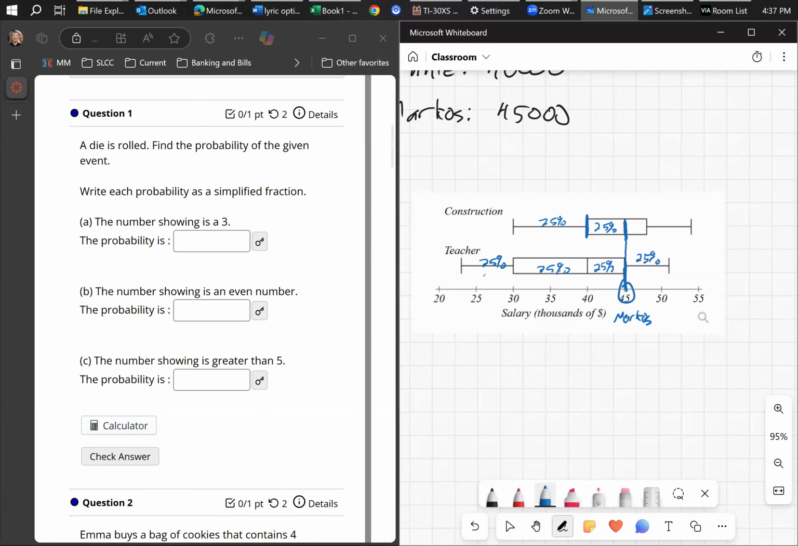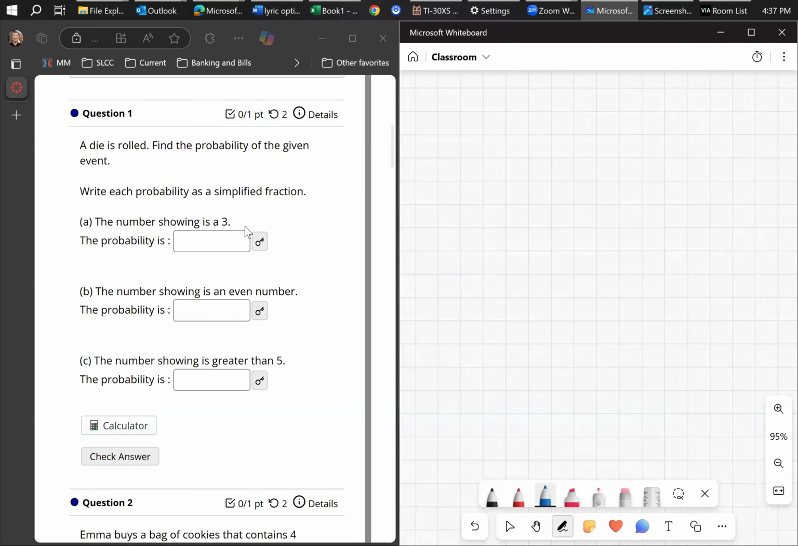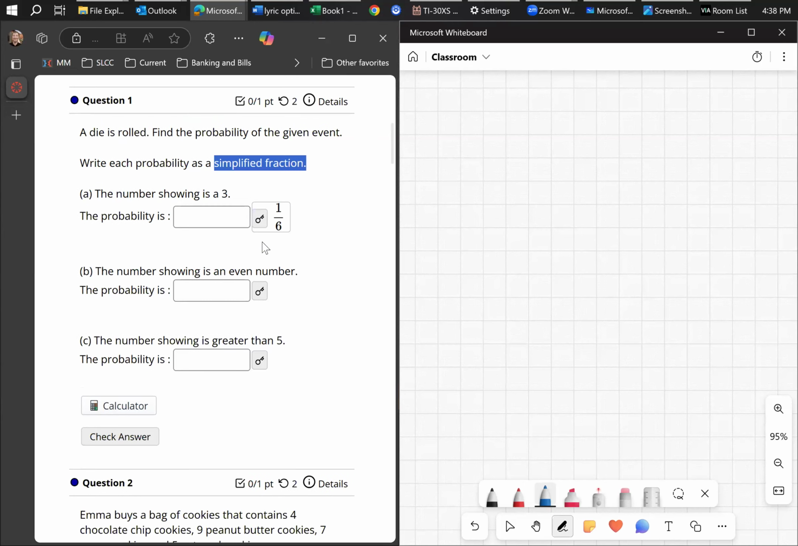Okay, probability. A die is rolled. So this is a six-sided die. Anytime they talk about a die is rolled or two dice are rolled, they're six-sided dice. Find the probability of the given event. Write each probability as a simplified fraction. All right, the probability that the number is a 3. Well, there's only one 3 on a six-sided die, 1 over, and there's a total of 6 possibilities. So the simplified fraction would be 1 over 6.